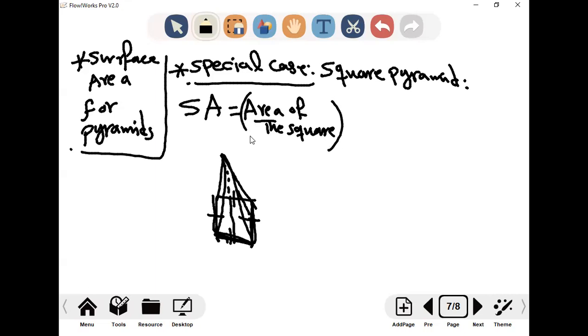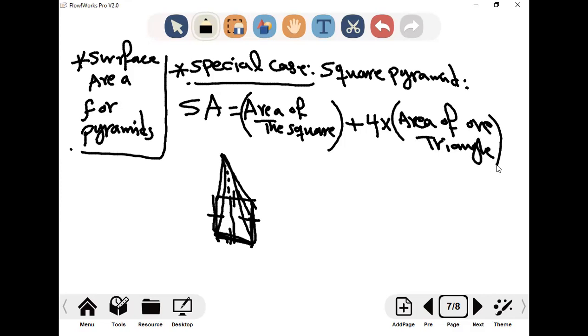This is the first part. Plus 4 multiply the area of one triangle, because the 4 triangles all have the same base and the same height, so they have the same area. No need to find the area of this triangle alone, and this alone, and this alone, right? They have the same area. So 4 multiply the area of 1 is enough.